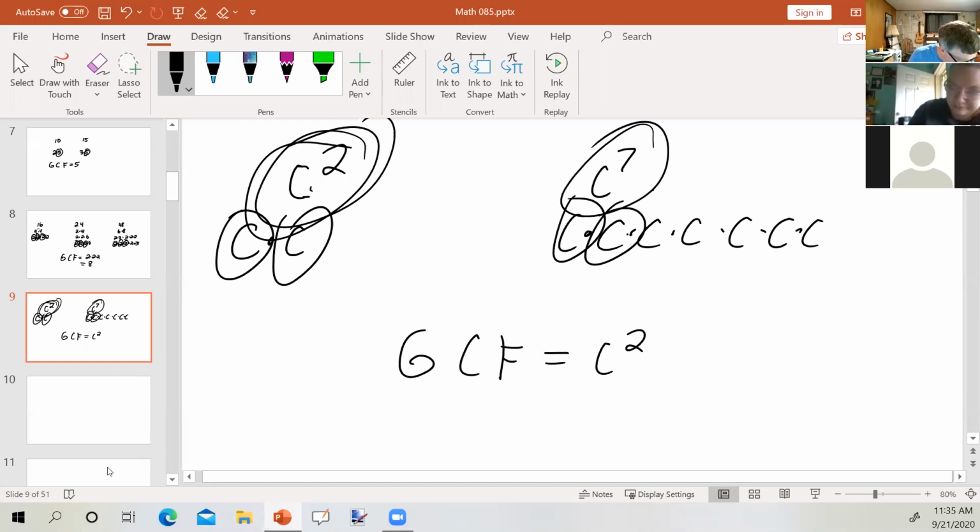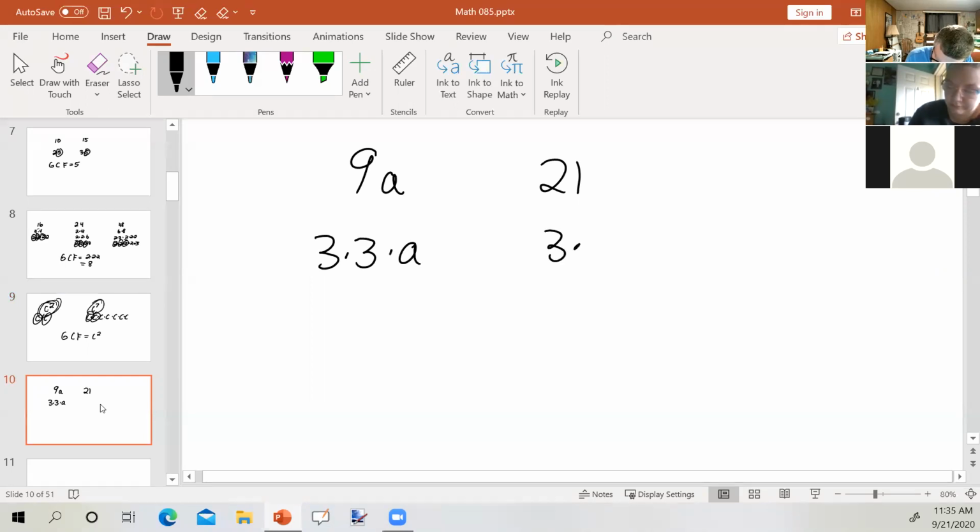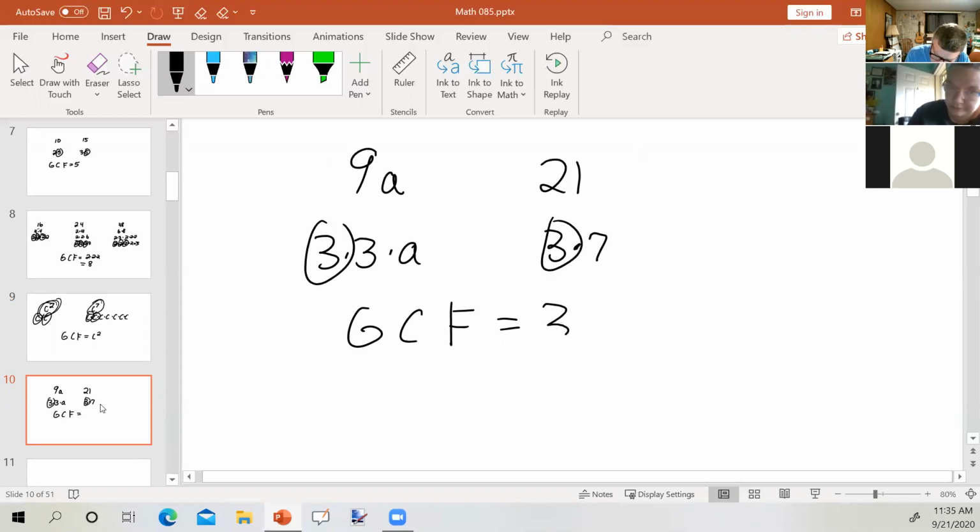Let's see here. Let's say we've got 9a and 21. So 9a would be 3 times 3 times a, and 21 would be 3 times 7. So the greatest common factor is what? Just plain old 3. We all right with this? Any questions there? Good to go? All right.